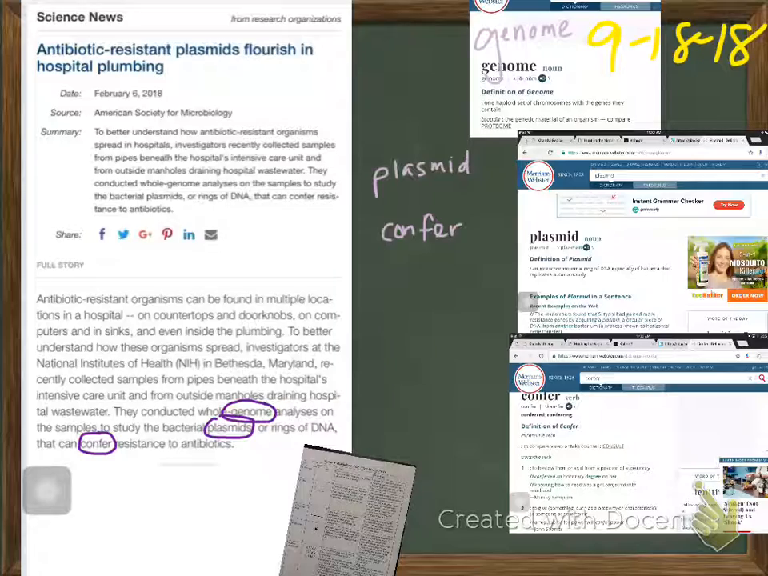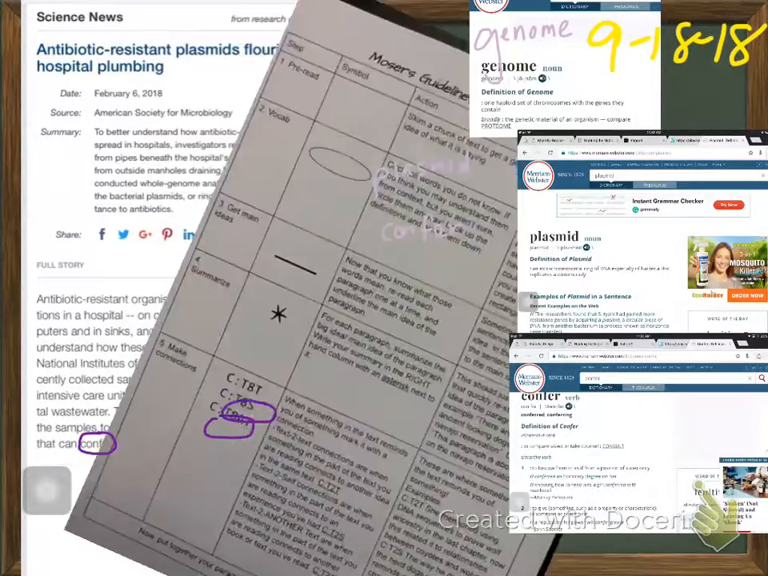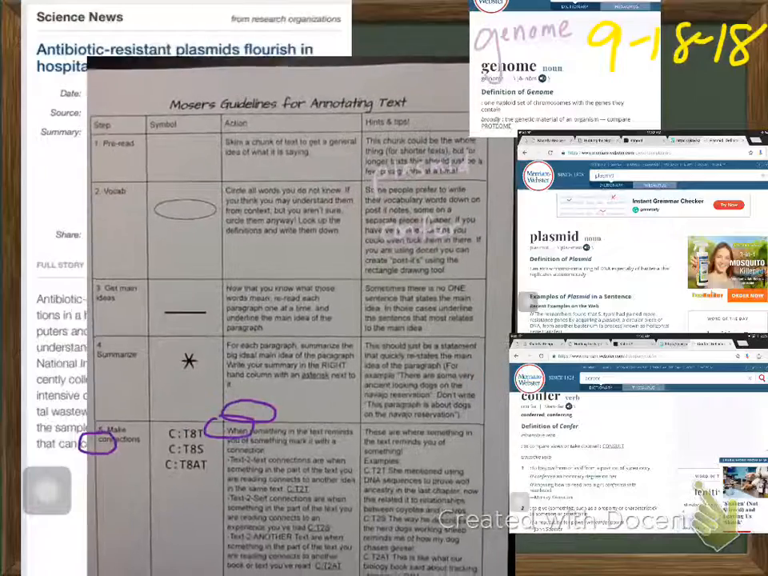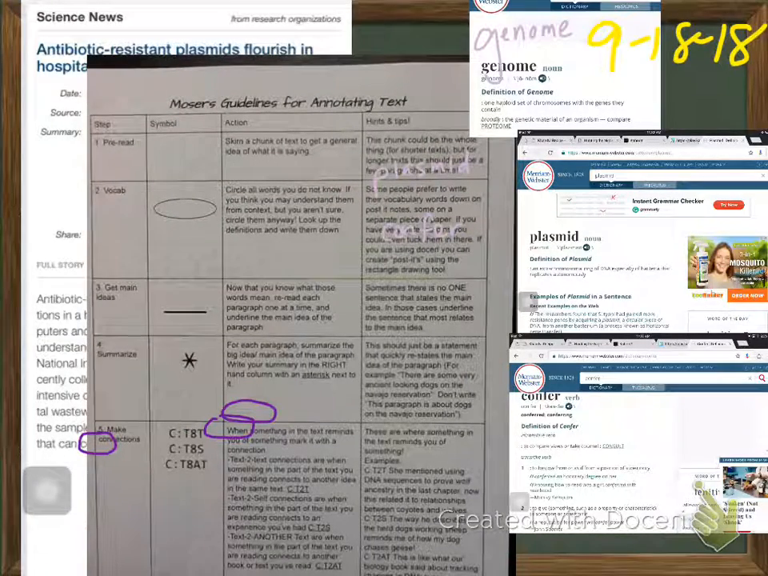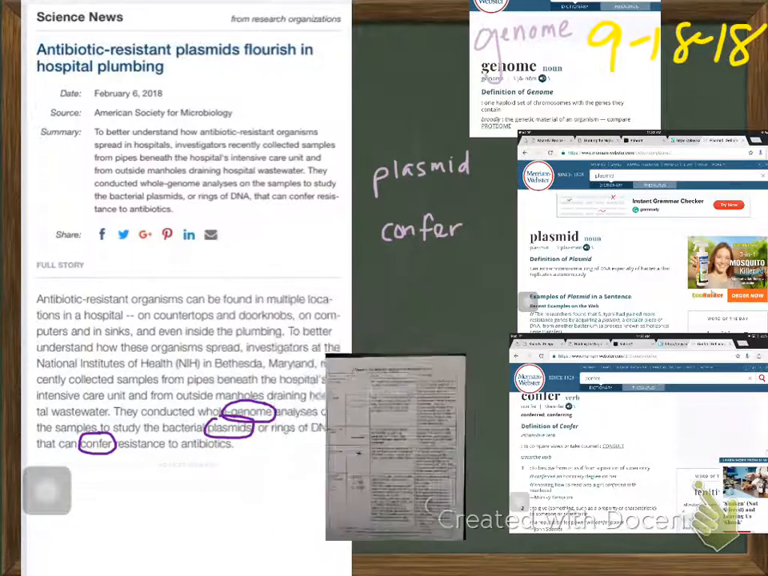let me go back and check what's my next step. Well, my next step is to go back and reread the paragraph and underline the main idea. So now that I kind of know what those words mean, I can understand the paragraph better. I'm going to re-shrink that.